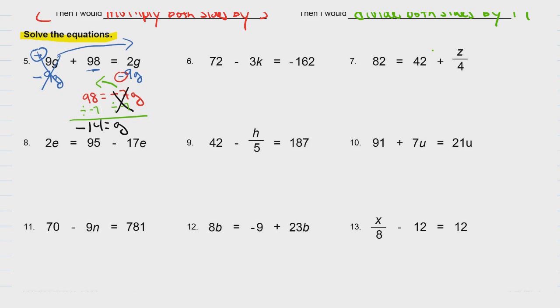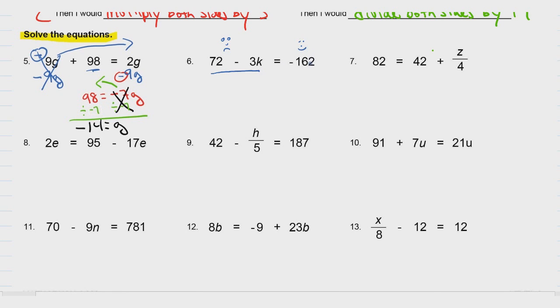Welcome back. You are supposed to do problem 6 and 7. Problem 6, we have 72 minus 3k. Well, you have numbers and a variable on the same side of the equal sign, so no one is happy. So you're going to have to move someone over here. And then you have negative 162, which is by himself.